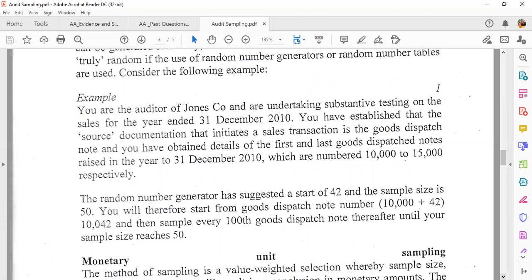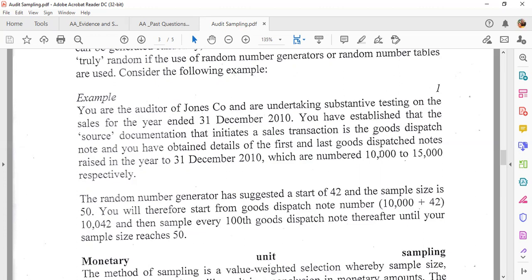You would therefore start from goods dispatch note number, the random number that you generated, starting with 42, and the sample size is 50. So you now start checking from 10,042. That means that the goods dispatch notes for this year started from 10,000 to 15,000.